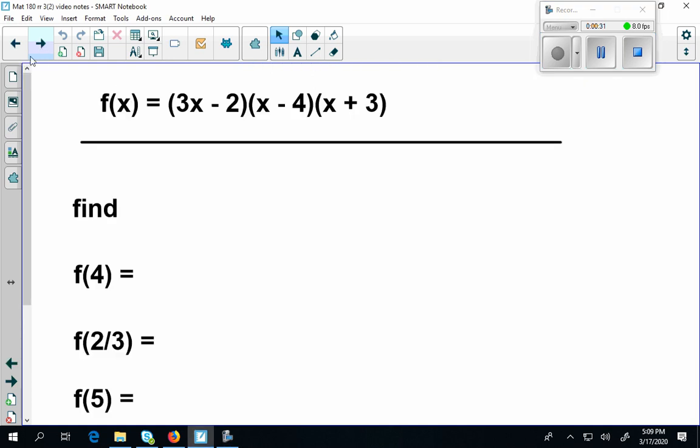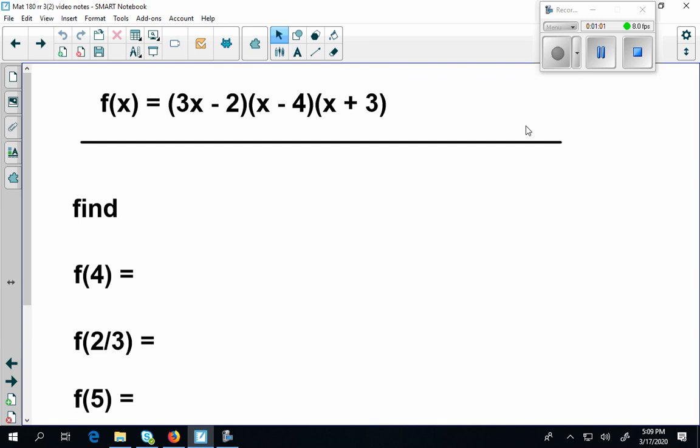Okay, here we go. Let's say I have this polynomial right here, written as a series of factors. The first factor you see for our function of x is 3x minus 2. It's being multiplied by the quantity x minus 4. And then the next factor in line is x plus 3. So you have three different factors.